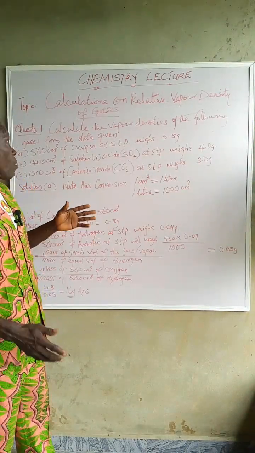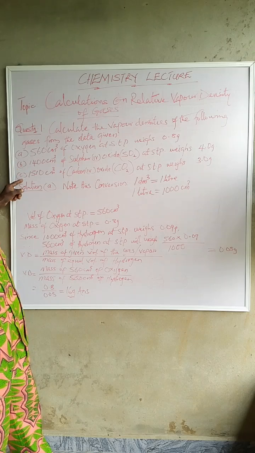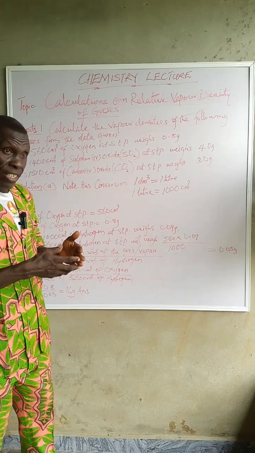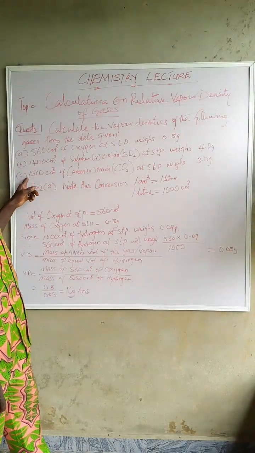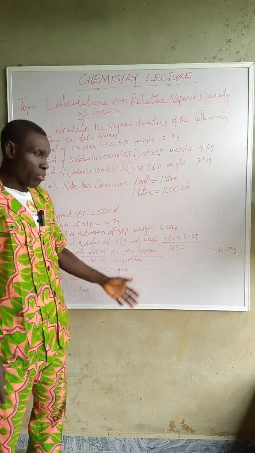So for time's sake, we will not go to B and C. We'll come again and calculate the B part and then also the C part when time permits us.